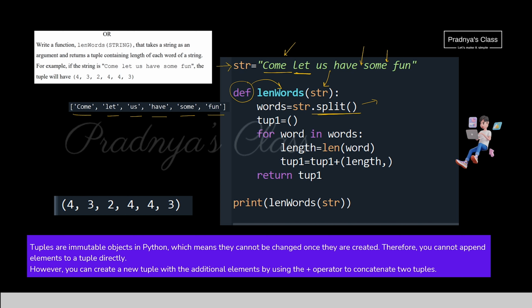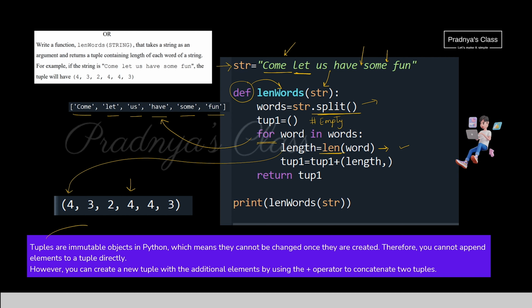Now our next task is to iterate through this list. For that we are using a for loop. फॉर लूप में हमने हर एक वर्ड की लेंथ कैलकुलेट कर ली है यूजिंग लेंथ फंक्शन. अब हमारा नेक्स्ट टास्क है कि जो हमने लेंथ कैलकुलेट की है उसे हम टपल में स्टोर करें. For that हमने एक एम्प्टी टपल इनिशियलाइज कर लिया है. अब वन बाय वन हमें वो लेंथ टपल में ऐड करना है.